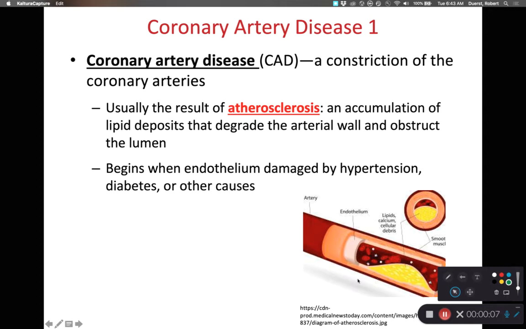Hi class, in this recording we're going to focus on some homeostatic imbalances of the cardiovascular system or circulatory system. First, we're going to focus on coronary artery disease.